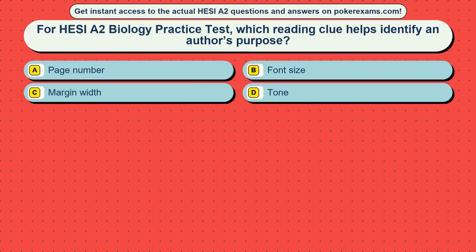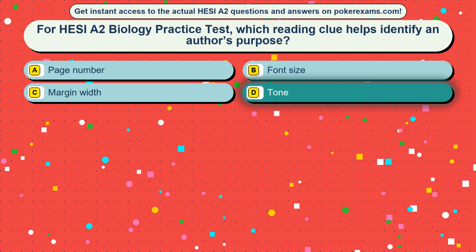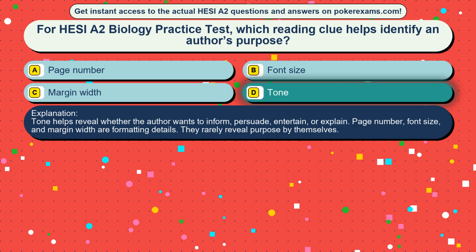Question 2. For HESI A2 Biology Practice Test, which reading clue helps identify an author's purpose? Option A, page number. Option B, font size. Option C, margin width. Option D, tone. The correct answer is option D, tone. Tone helps reveal whether the author wants to inform, persuade, entertain, or explain. Page number, font size, and margin width are formatting details. They rarely reveal purpose by themselves.